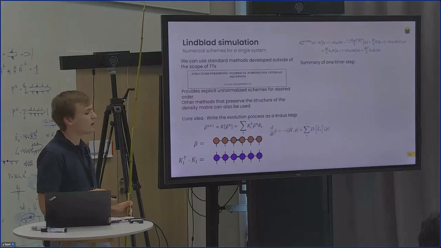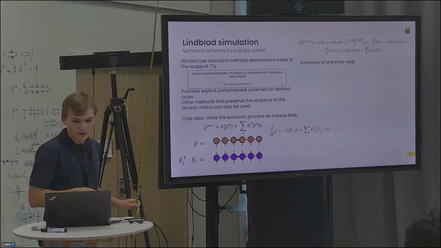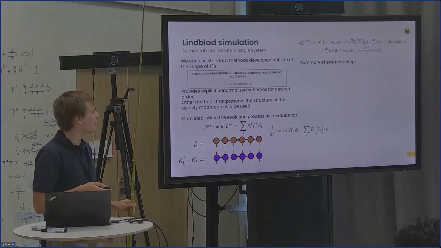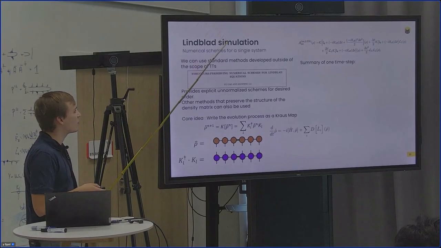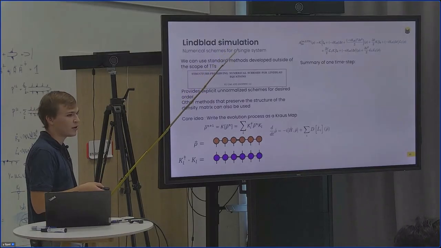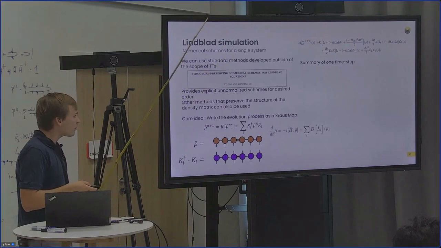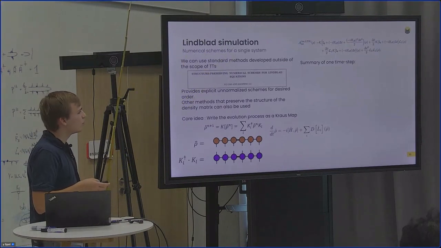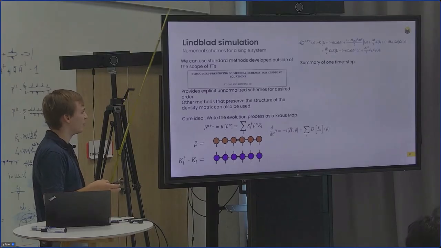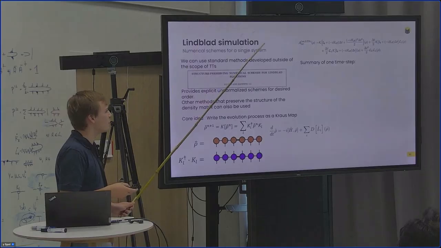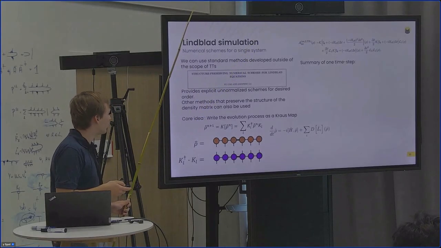And so now, to do the actual Lindblad evolution in this format, what we do is use standard methods that were developed outside of the scope of tensor trains, but that can be easily applied to tensor trains. Because basically, all you need to do is matrix-state multiplication or matrix multiplication, which will just be MPO contraction and MPO-MPS contraction, which is easy to implement.